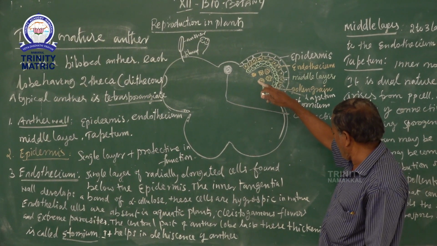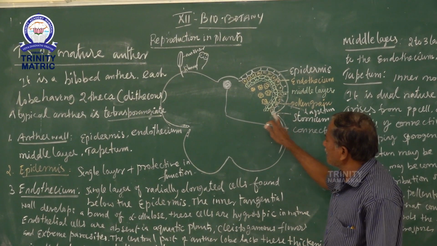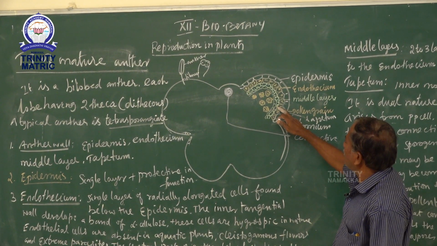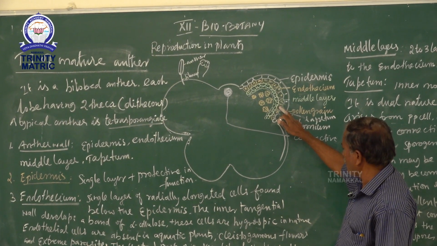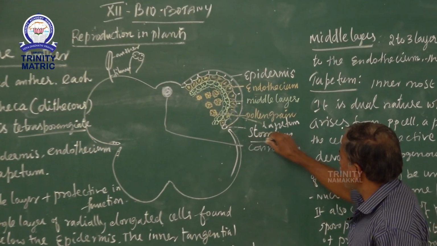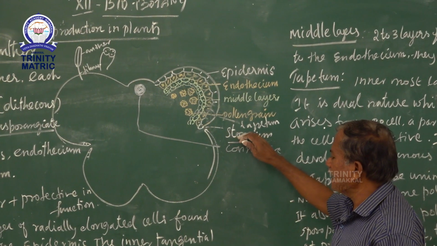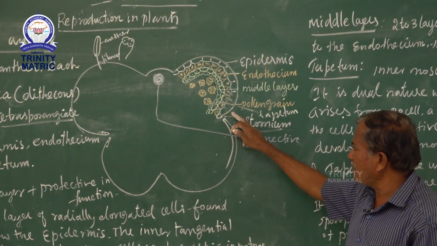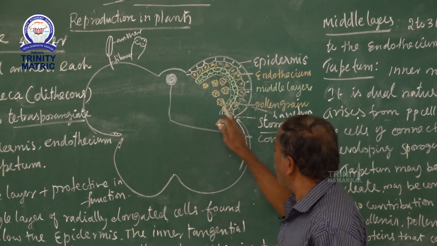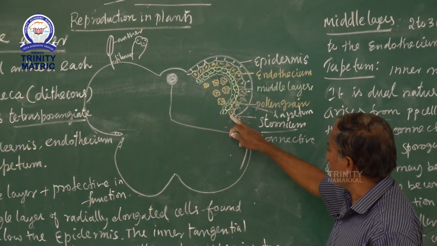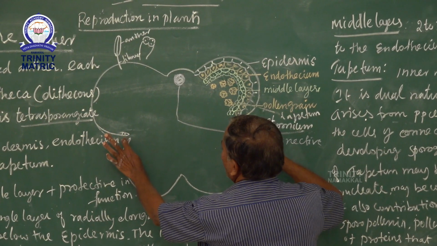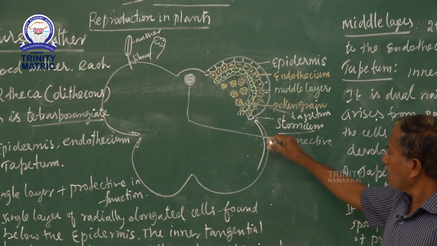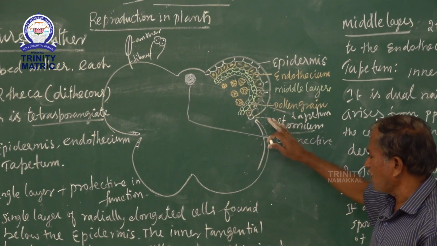The central part of the anther is lacking this thickening. This endothecial thickening is also absent there. That portion is called the stomium. What's the name? Stomium. It helps in the dehiscence of the anther during maturity. This endothecial thickening is absent in this region, so it helps the anther to dehisce, releasing the pollen grains outside.